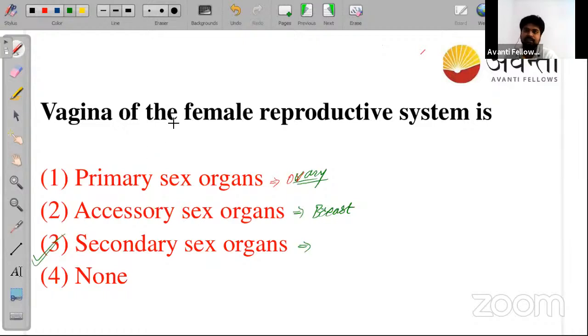What is a secondary sex organ actually? A secondary sex organ is not directly involved in the process of reproduction, but it helps reproduction. The primary sex organ is responsible for the development of the egg cell or sperm cell, and it is directly involved in it. This primary sex organ is responsible for the development of growth hormones and other things. That's why it is primary and the other is secondary. Okay, let's go to the next one.